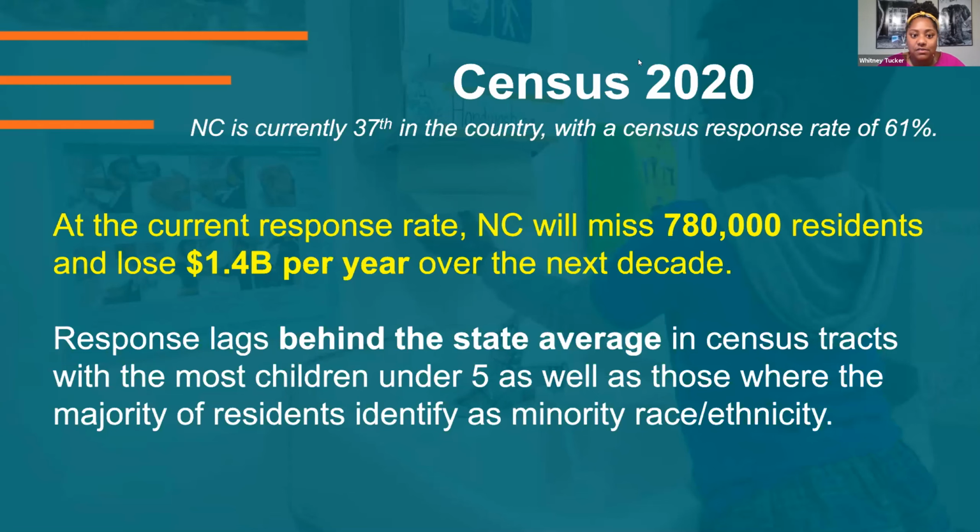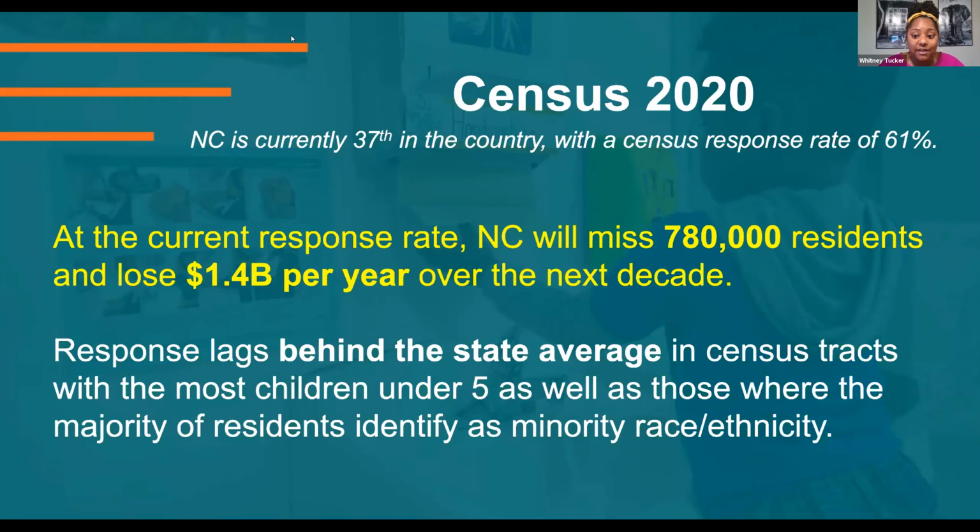So we only have until September 30th to get every person in North Carolina, including every child, counted in the census. So I want to remind you that as you're coming up with your plans to vote, to make sure that you have already completed your census and reminded your friends to do that as well.